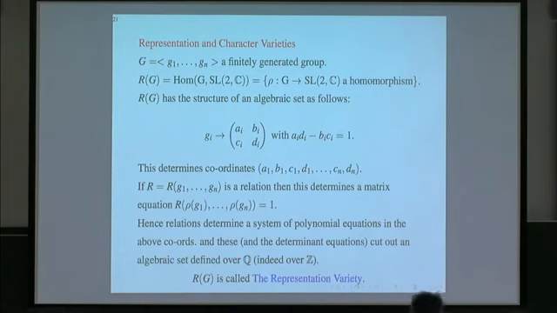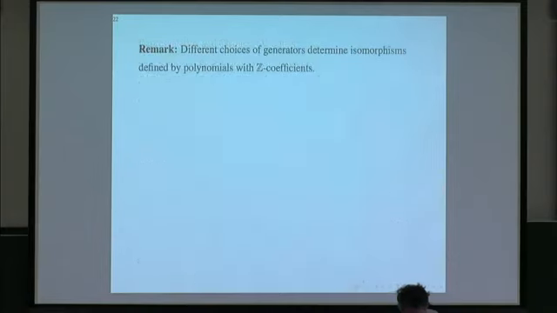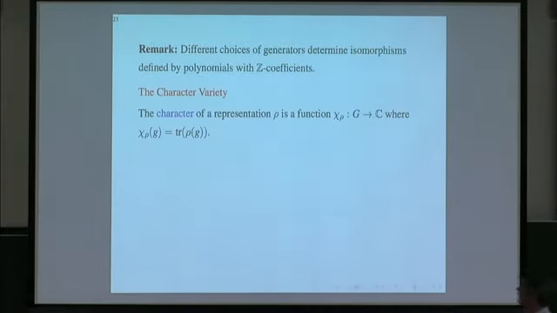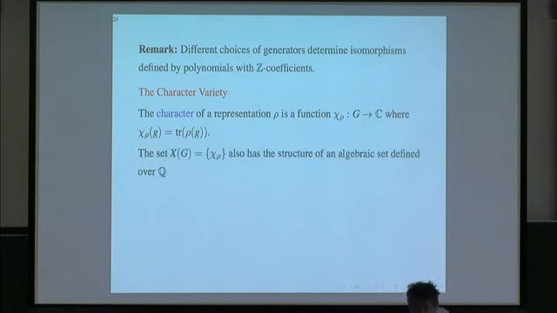Now, the thing about the representation variety is that it isn't invariant under conjugation. So what you really want to do is pass to something that's invariant. The character of a representation is just a function from the group to the complex numbers that picks out the trace of rho of g. And the good news is the set of characters, and we'll do an example shortly, also has the structure of an algebraic set defined over Q. And this is the character variety.